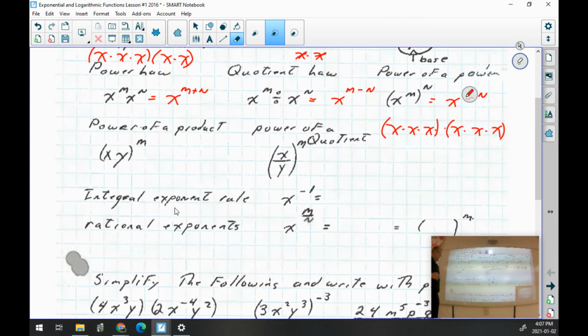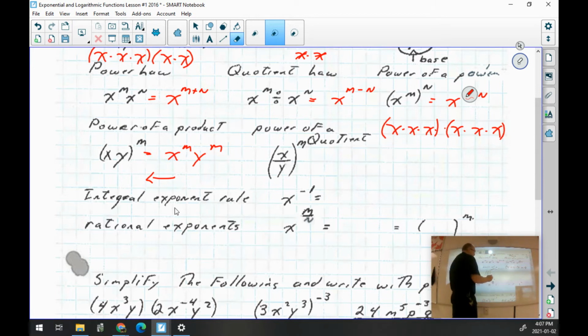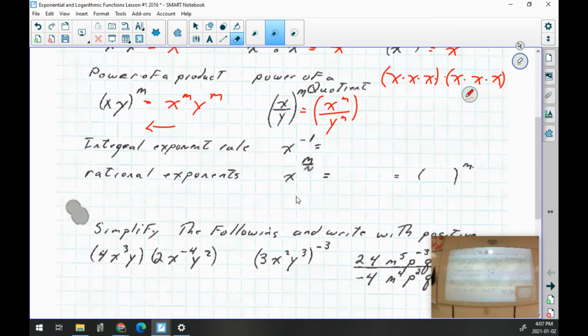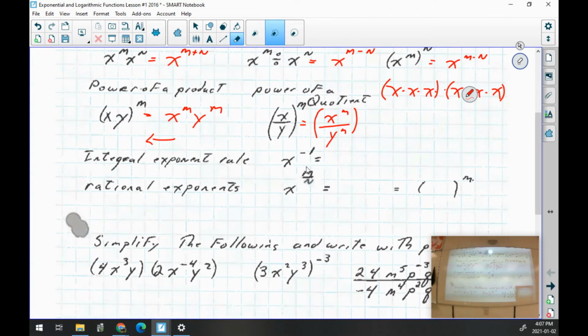We have x times y, all to the power of m. Well, that exponent is applied to everything within that bracket. So that can also be written as x to the power of m times y to the power of m. And we can go backwards this way, and we do that quite a bit. And finally, with our quotient, again, the exponent applies to both, or can be written in that form. I tend to go from the right-hand side to the left-hand side, but we'll do that quite regularly.